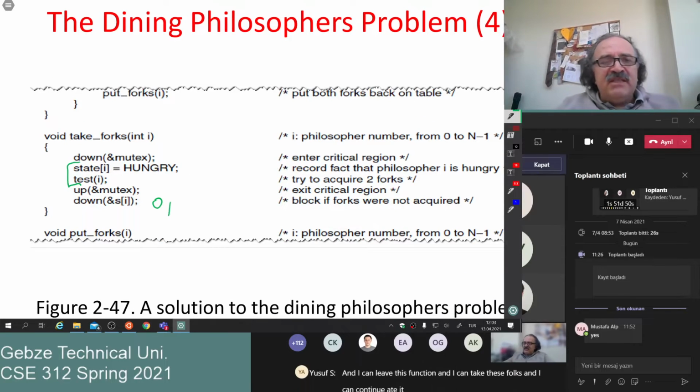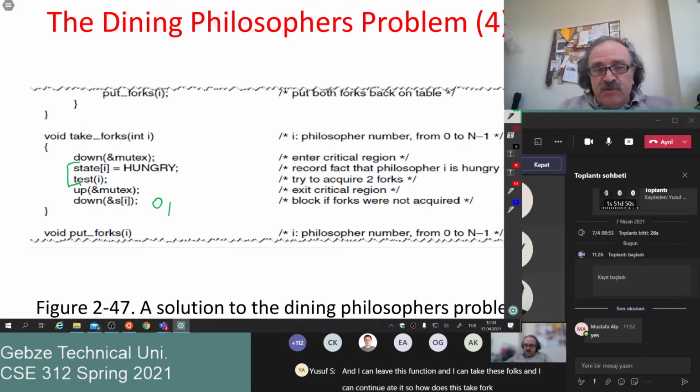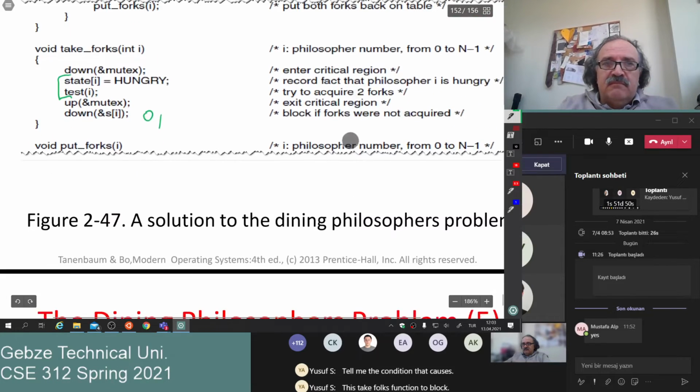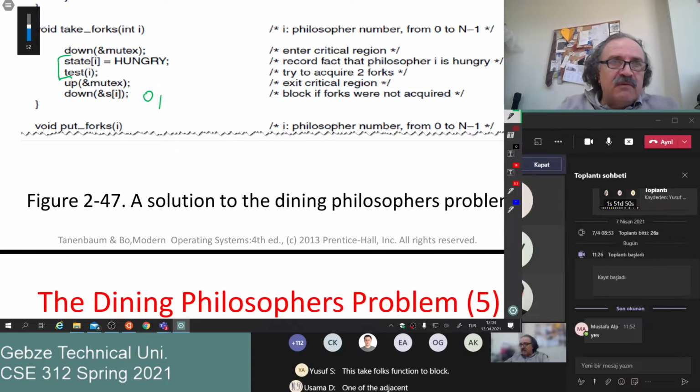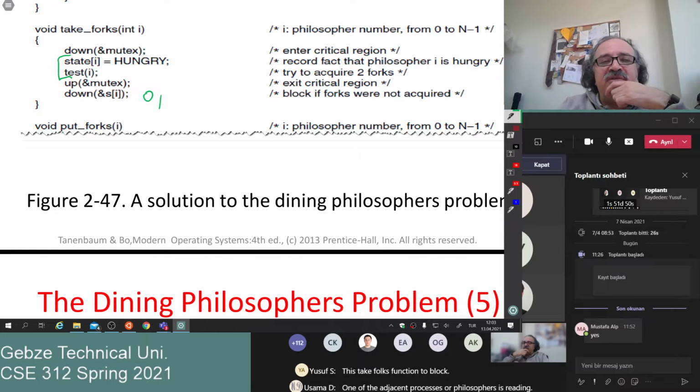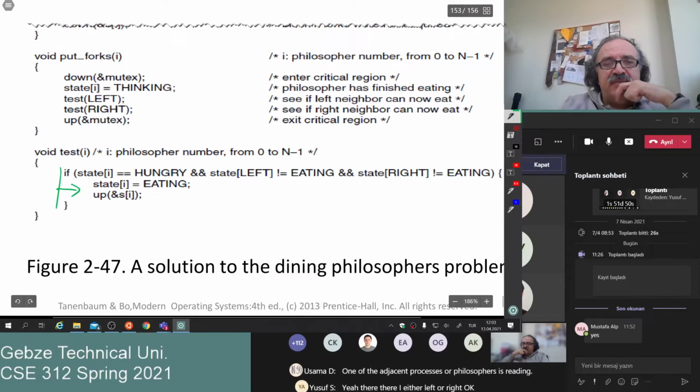So how does this take forks work? What is the condition for this take forks function to block? Tell me the condition that causes this take forks function to block. One of the adjacent processes or philosophers is eating. Yeah, either left or right. Okay, this is the condition.